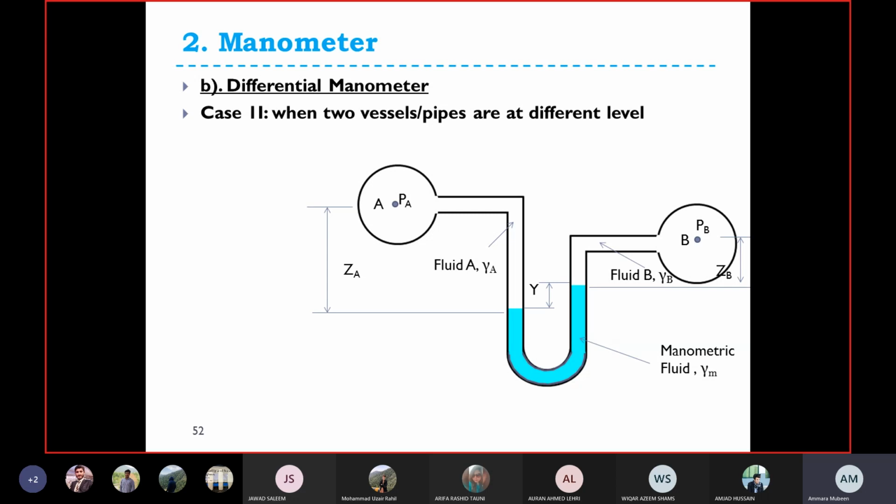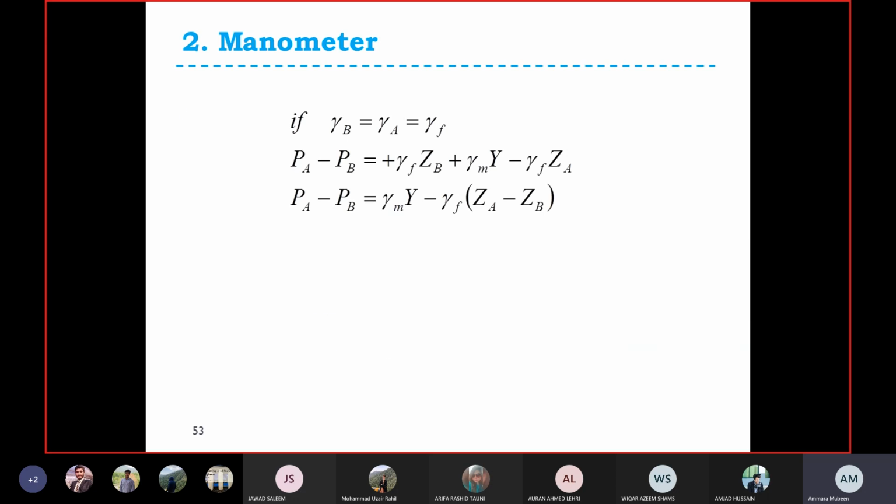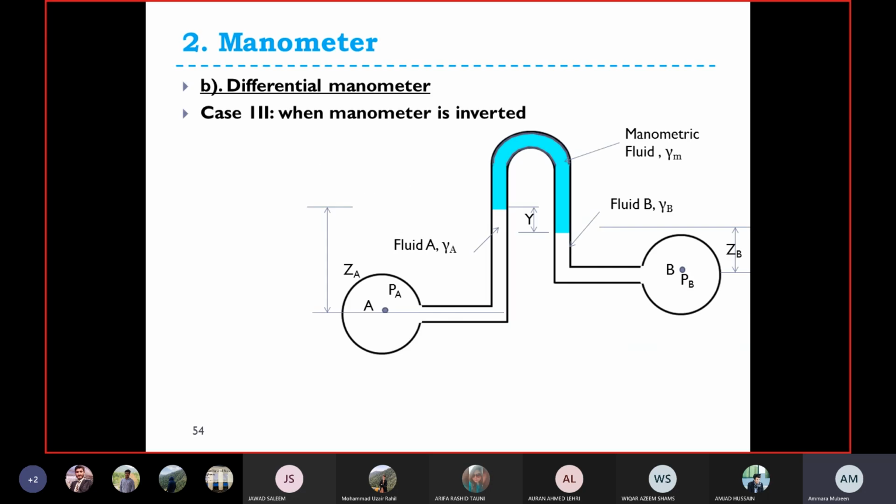So again, this manometer can be used when the two vessels are at different levels. And the principle is the same to write the manometric equation. The equations have been written here. This is an inverted manometer, a differential manometer. So there can be different cases and different configurations of manometers which you can use to measure the pressure in a system.